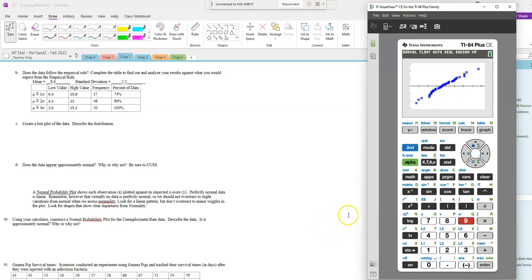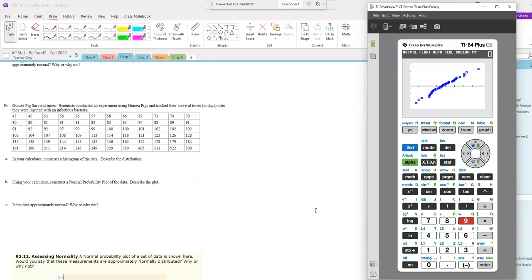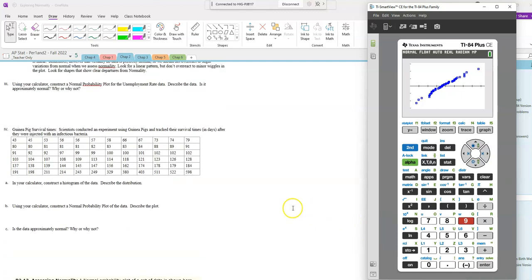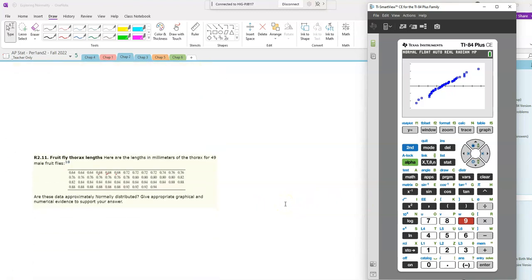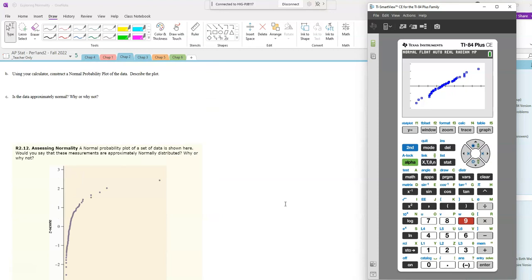So what I'd like for you to do is do the next one where you put the data set in and tell me if this is approximately normal, and then answer the last two questions from the textbook. All right, good luck.